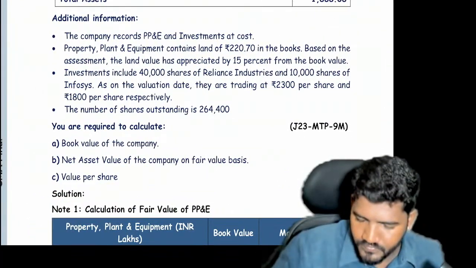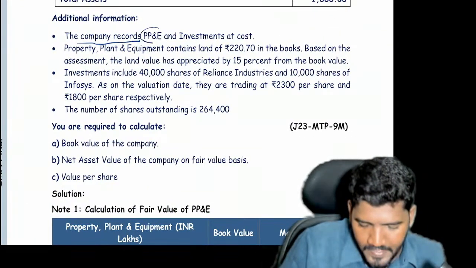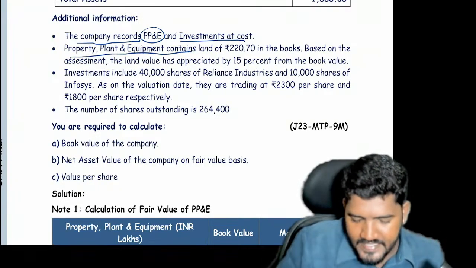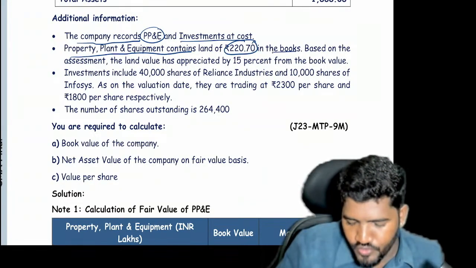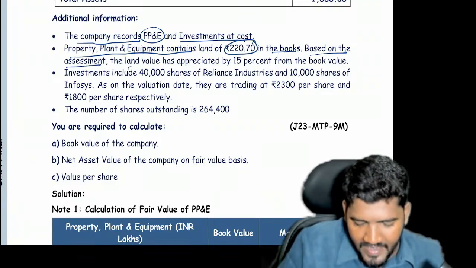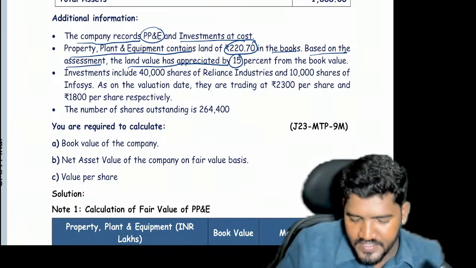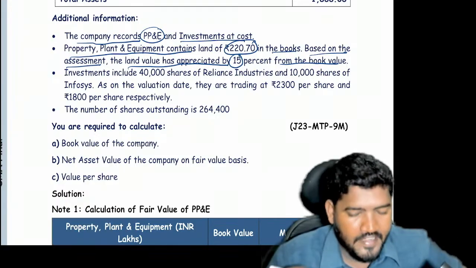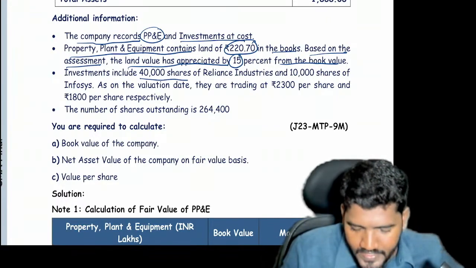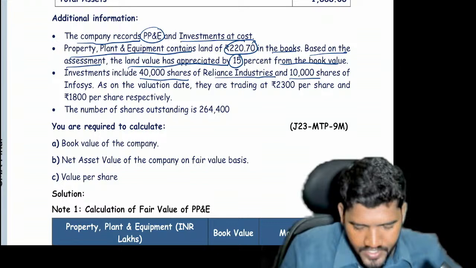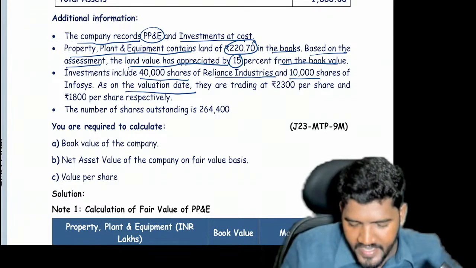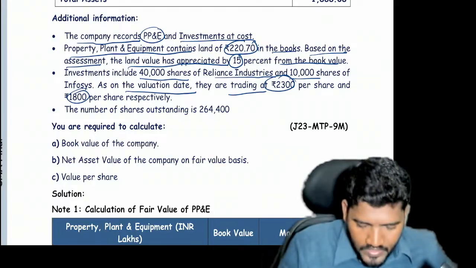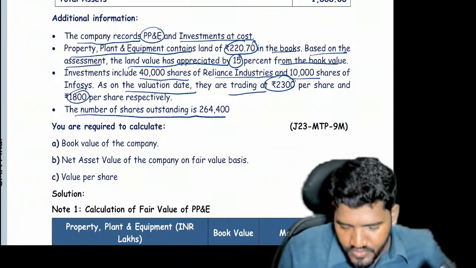So the company records PPE and investment at cost. The property, plant and equipment contains land of 220.70 in the books. Based on the assessment, the land value has appreciated by 15% from the book value. So the increment of 15% is known as fair value. Investment includes 40,000 shares of Reliance Industries and 10,000 shares of Infosys. As on the valuation date, they are trading at 2,300 and 1,800. The number of shares outstanding is 2,64,400.